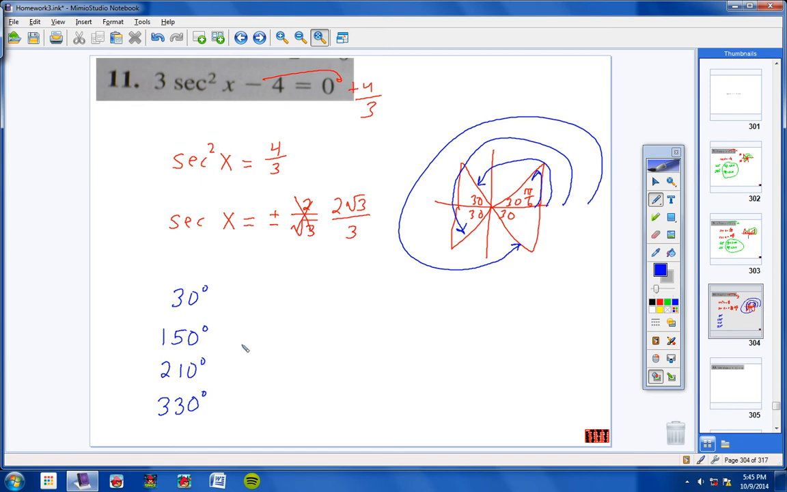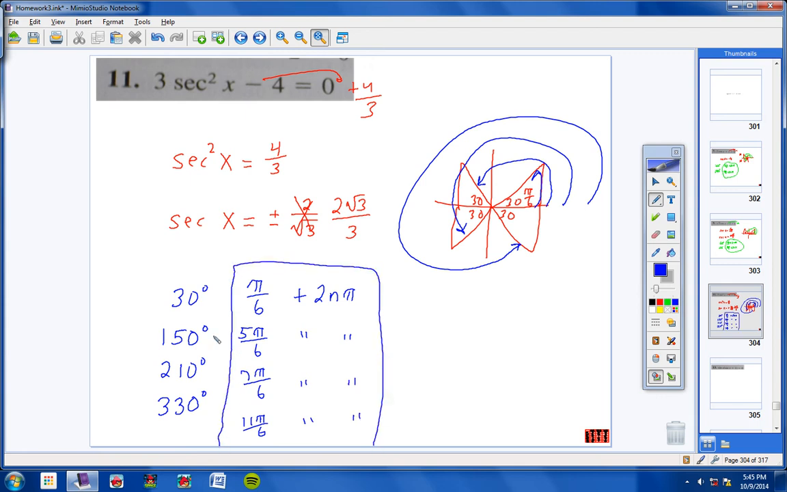Now let's quickly convert all of these to radians. 30 degrees, of course, is pi over 6. 150 would be 5 pi over 6. 210 would be 7 pi over 6. And 330 would be 1 and 5/6, so 11 pi over 6. And then, of course, each of these have to be added to it, 2 pi n. And you're welcome to use ditto marks. I have no problem with that. And there's our answer right there.